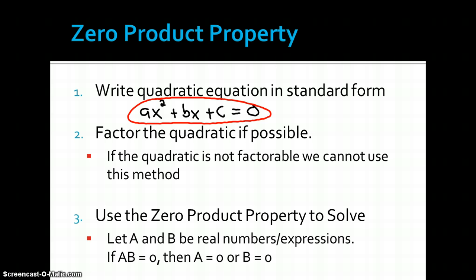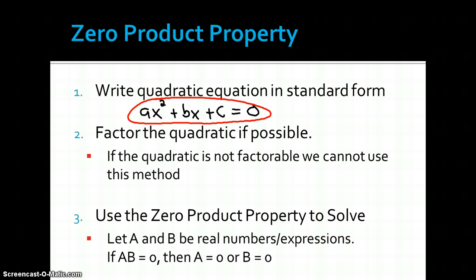Okay? Once we have it in standard form like that, we have to factor the quadratic if possible. If it's not factorable, we will not be able to use this method, and we'll get into other methods down the road here. As I said, if it's not factorable, we'll get into those methods later on. However, the ones we have right now will be able to be factored. Once it's factored, we'll use what's called the zero product property to solve the actual quadratic equation.